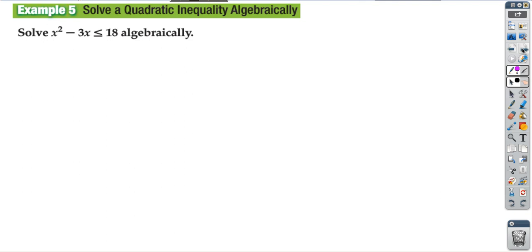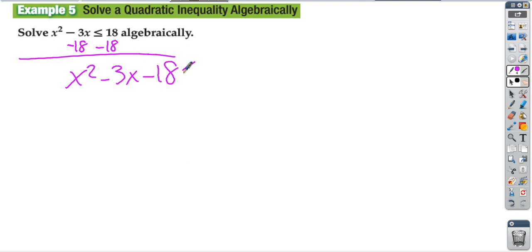Okay, last problem. How do you solve something, not by graphing, but this time algebraically? We'll do something called using test points. So here's how you would do it. First, let's put this in standard form by subtracting 18. And that's going to be less than or equal to 0. Okay, now we can factor this.